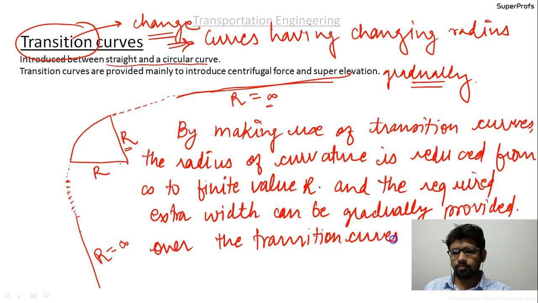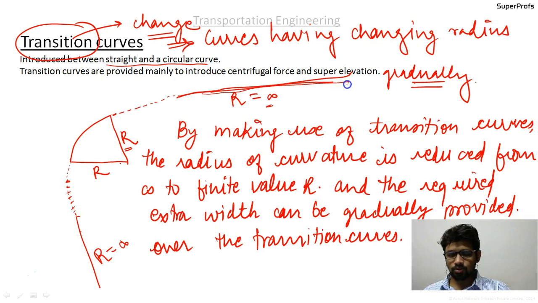So guys, I hope that you understood the meaning. We use a transition curve to change the radius of curvature from infinity to some finite value r. Infinity is the radius on the straight road, and this is the curve having finite radius r, and the transition curve is used to bridge this gap of radius. The required extra width can be gradually provided over the transition curve. This is very important to understand what exactly transition curves are.